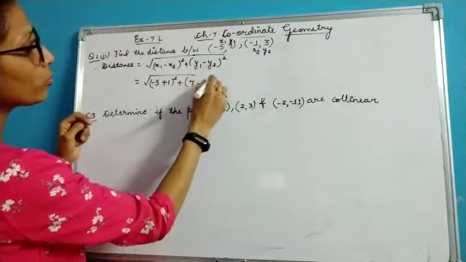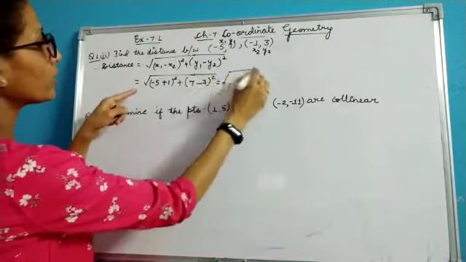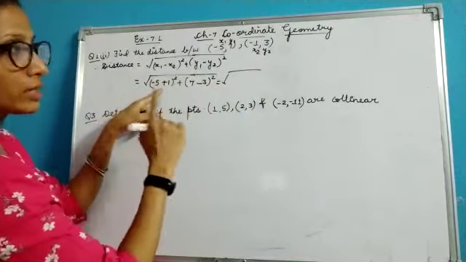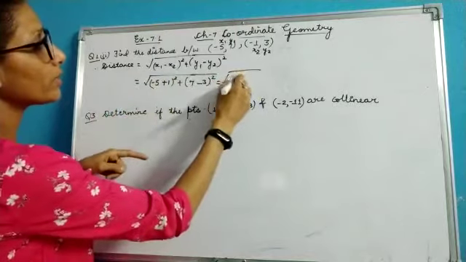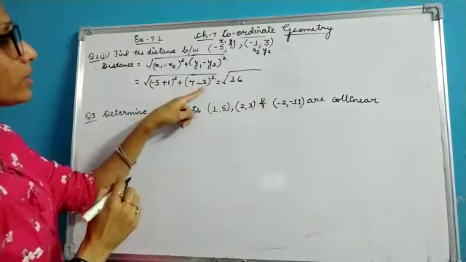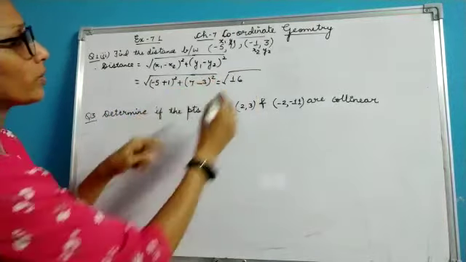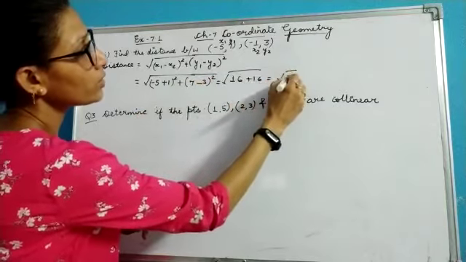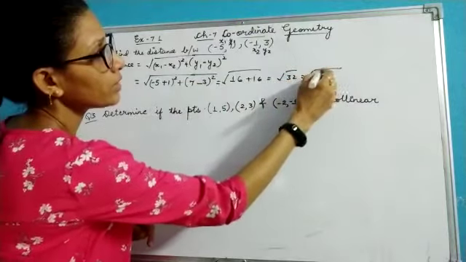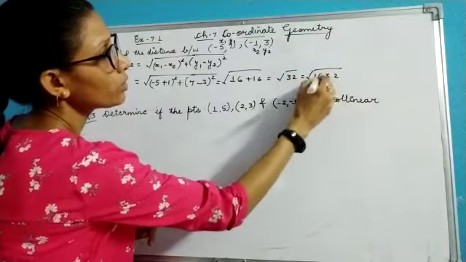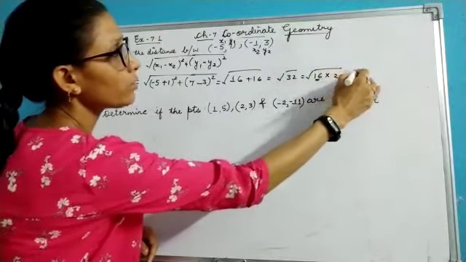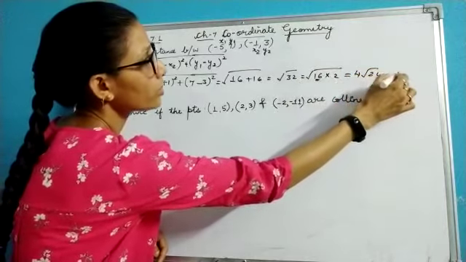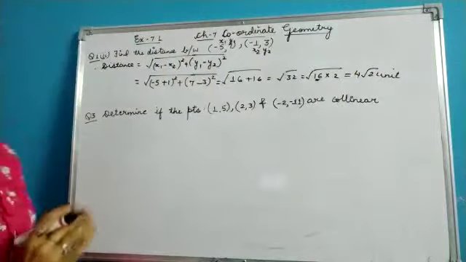3 whole square. On simplification, minus 5 plus 1 is minus 4, and minus 4 square is 16. 7 minus 3 is again 4 and 4 square is 16. So this is giving me under root 32, or simply this can be written as 16 into 2. 16 is a perfect square, so it can be taken out of the under root sign, and this is your distance. See the next question, children.